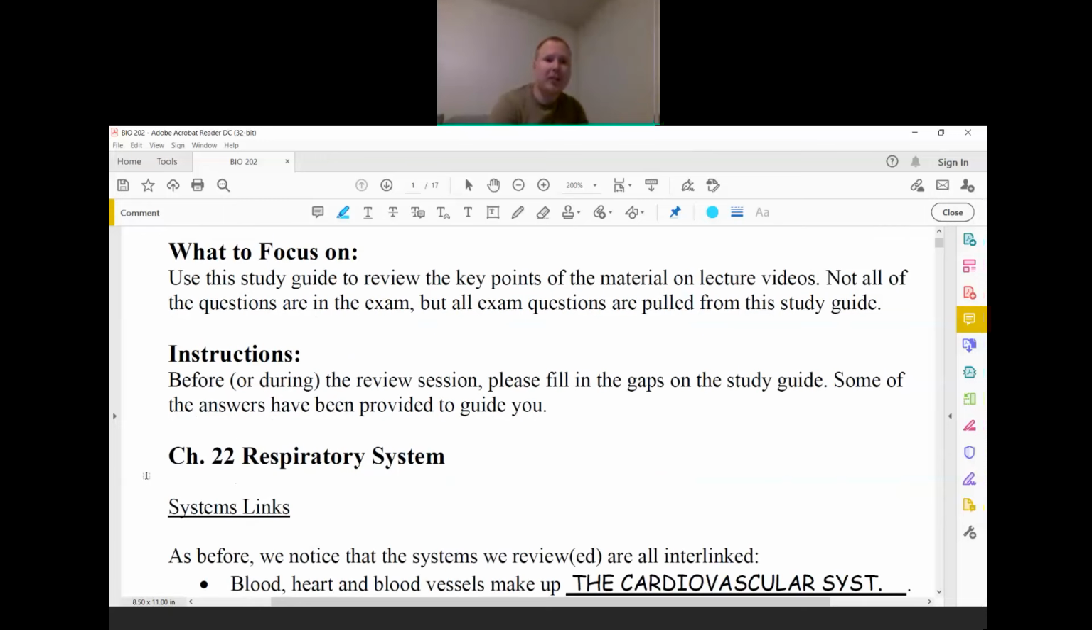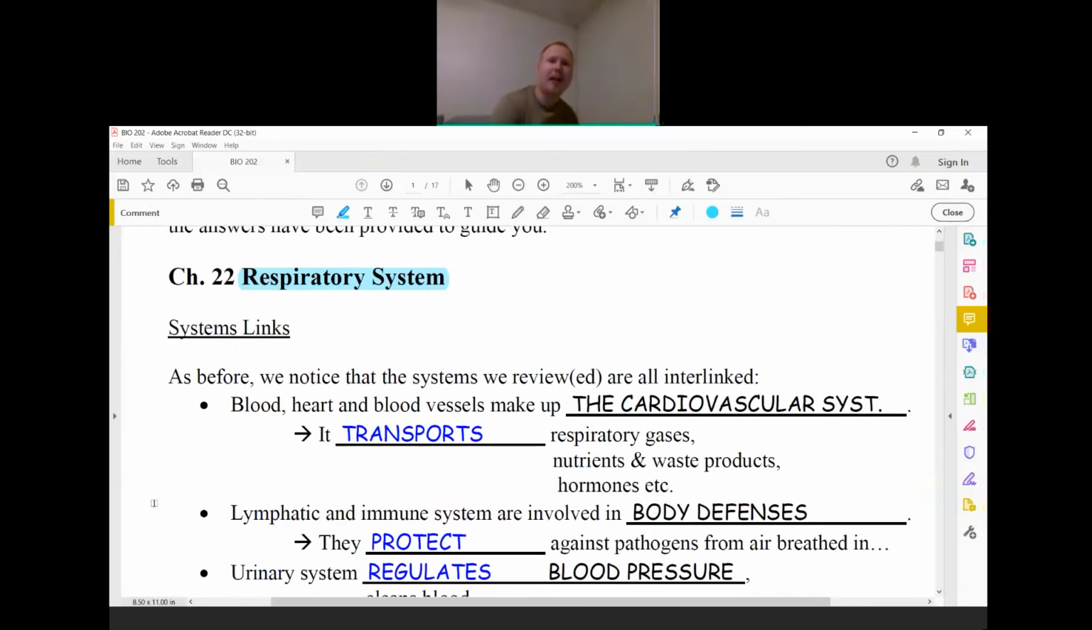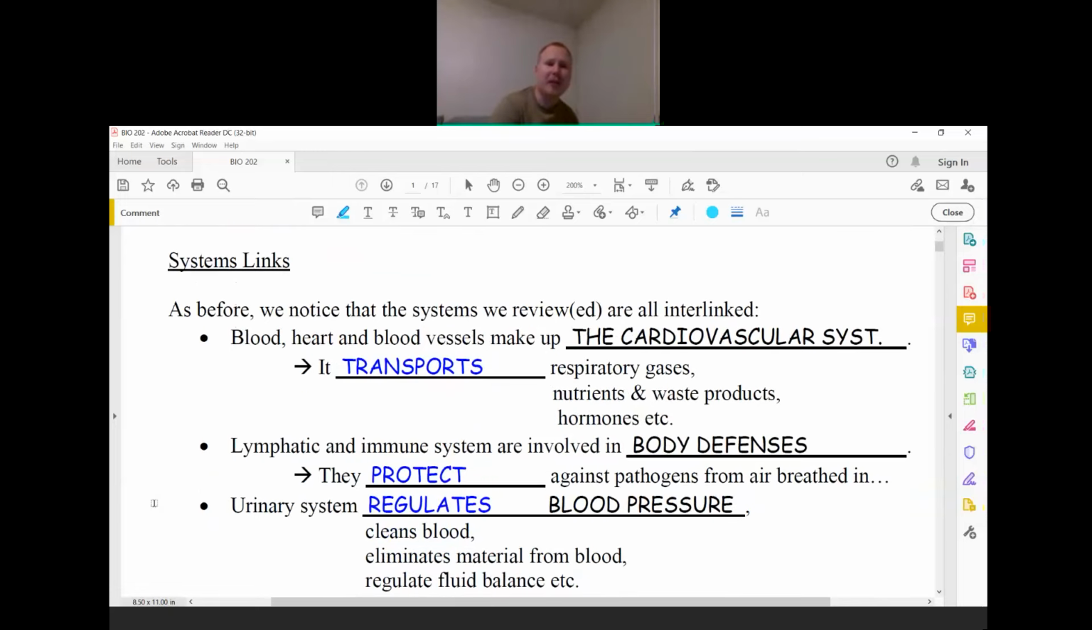So we're going to start with the respiratory system, and one thing that I always try to do is to make these system links from one system to another, and we're going to look at these other systems that we've seen from the angle of the respiratory system. How do they assist the respiratory system in its job?